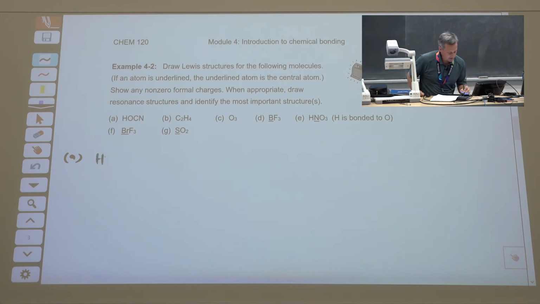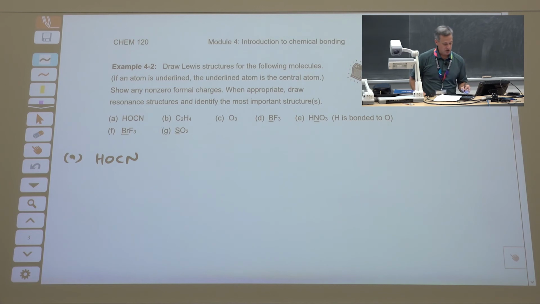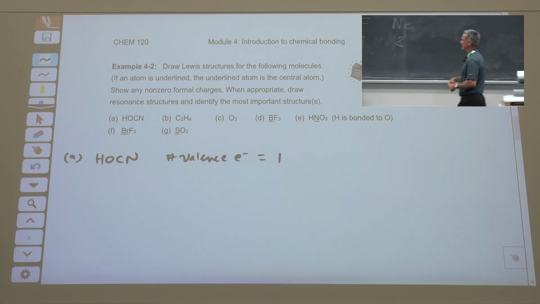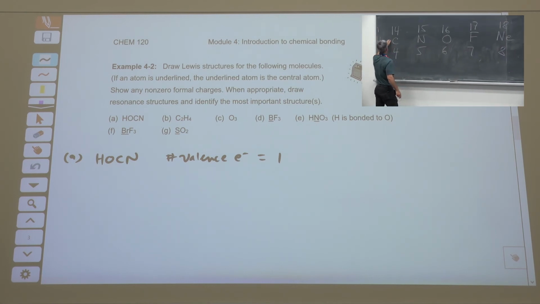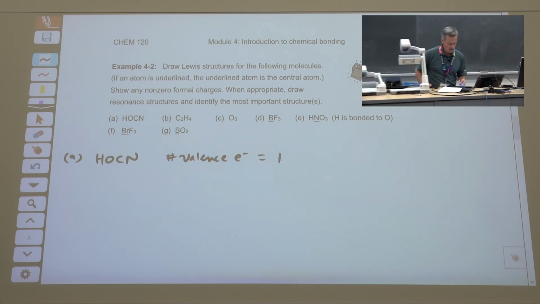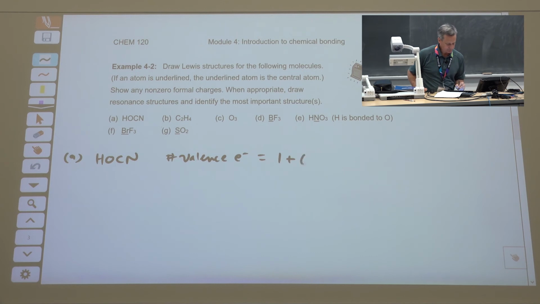So for HOCN, first step, number of valence electrons. The number of valence electrons is going to be 1 from hydrogen. Hydrogen, I left off of this. Hydrogen is way over in group 1. There are 12 columns between hydrogen and the rest of this group. But hydrogen's in group 1, so we have 1 valence electron from hydrogen, 6 from oxygen, 4 from carbon, and 5 from nitrogen. So what do we got? We've got 10 plus 6, so that's 16 electrons to deal with.